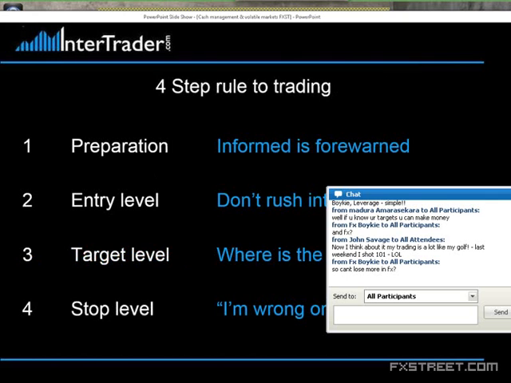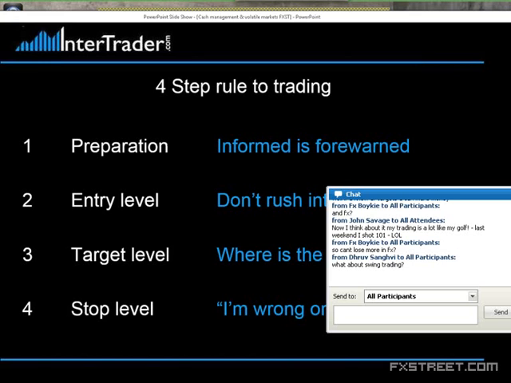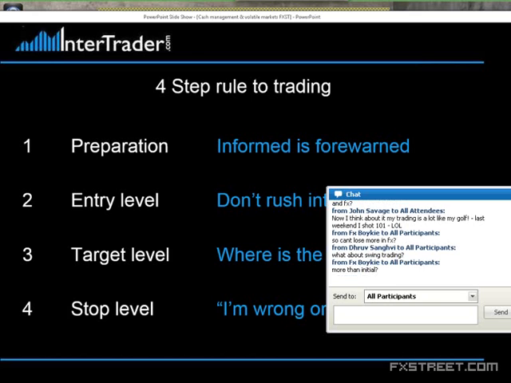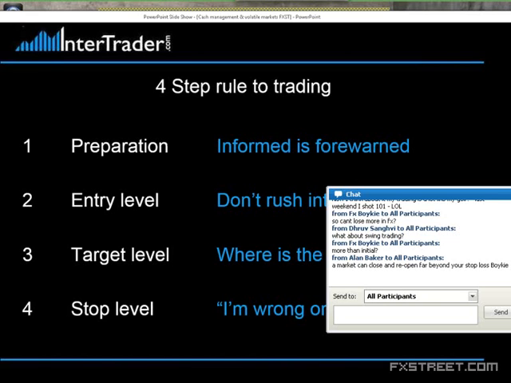Anyway, four-step rules for trading. This is the basics of basics when you're trying to put on any trade. You have to know these four things. Number one is preparation. Forewarned is forearmed. You have to understand in the preparation what you're trying to achieve: what's happened technically, what's happened fundamentally, and what you're trying to get out of the trade. Your entry level, again, don't rush into the trades.